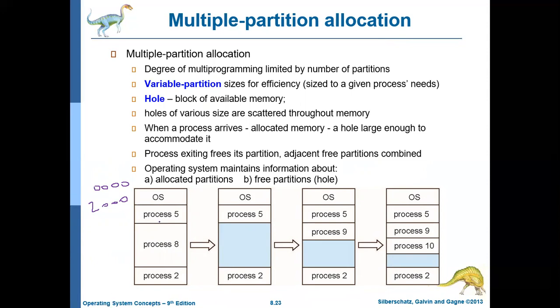So there are three processes, process 5, 8, and 2, at one point of time. Say process 8 is completed, then a hole is created. Now process 9 comes, and this hole is sufficient to accommodate process 9, so it was given. Then process 10 comes, so again it is also given. But now if some other process comes, most probably it may not be able to use this space.